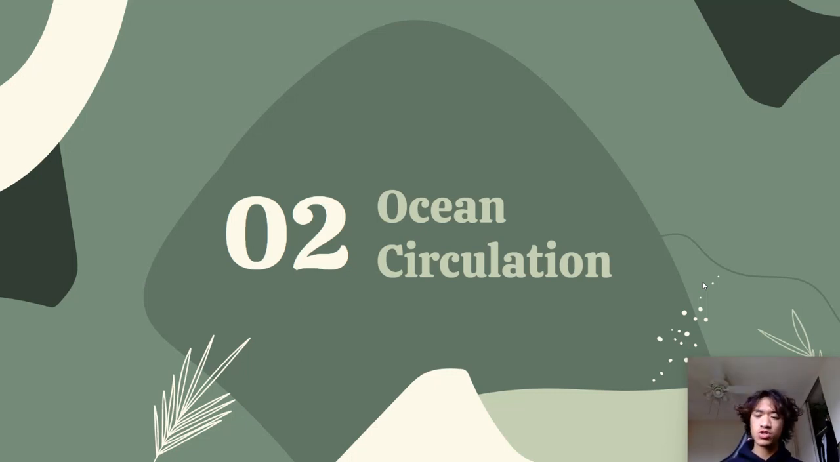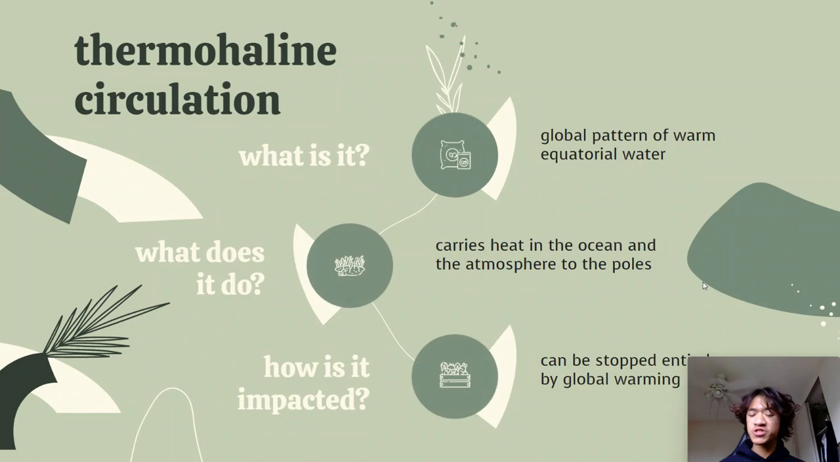But now we're going to switch over and talk about ocean circulation, which is also technically part of the marine ecosystems. So, ocean circulation is the movement of water within our oceans, right? But how is it powered? This is powered by thermohaline circulation, which is the global pattern of warm equatorial water. This carries heat from the ocean and the atmosphere from the equator towards the poles. And it can be impacted by either completely stopping or being suppressed by global warming.